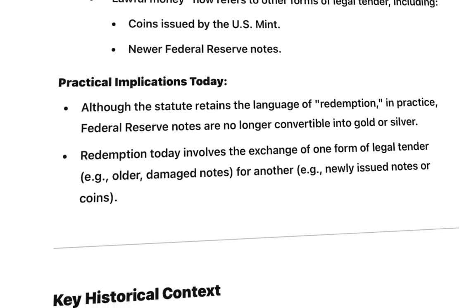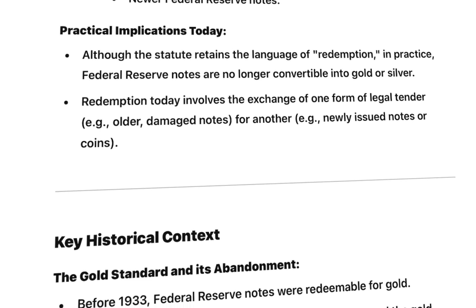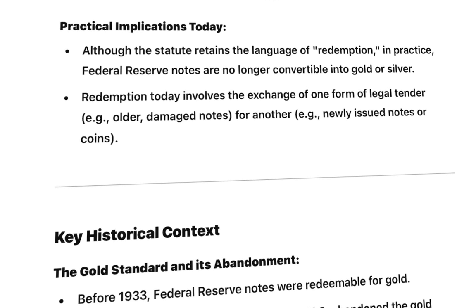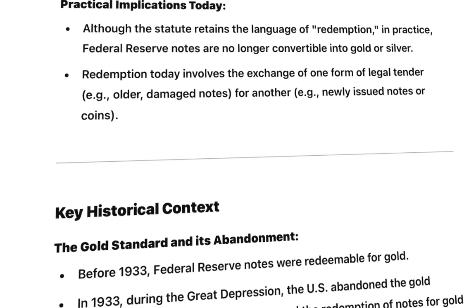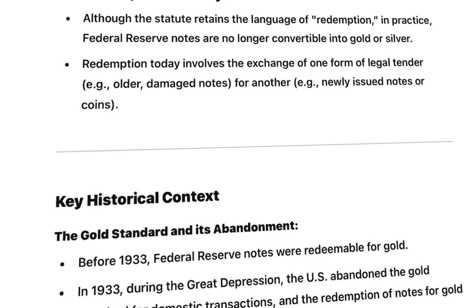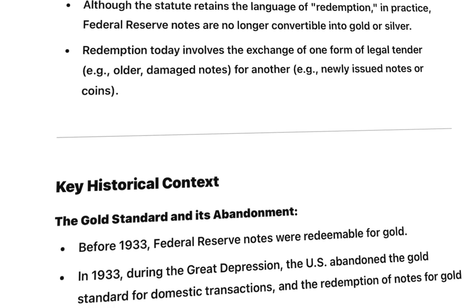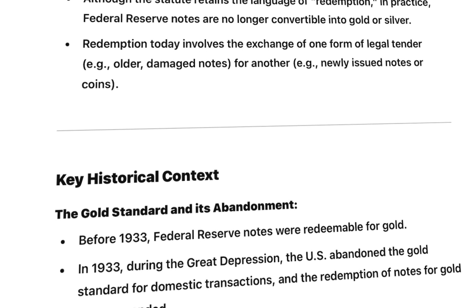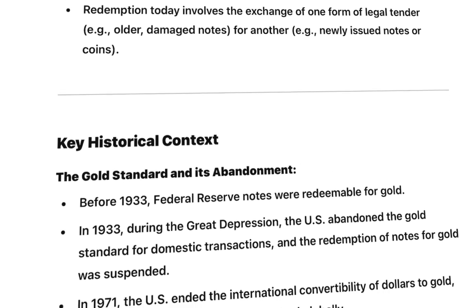Practical implications today. Although the statute retains the language of redemption, in practice, Federal Reserve notes are no longer convertible into gold or silver. Redemption today involves the exchange of one form of legal tender, e.g., older, damaged notes, for another, e.g., newly issued notes or coins.